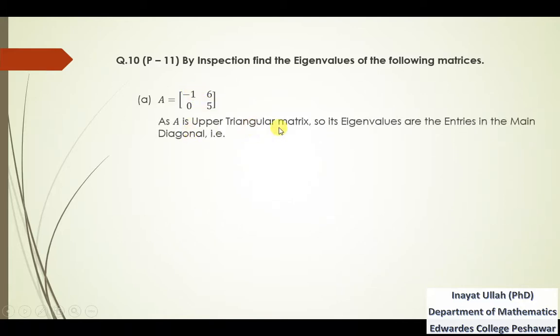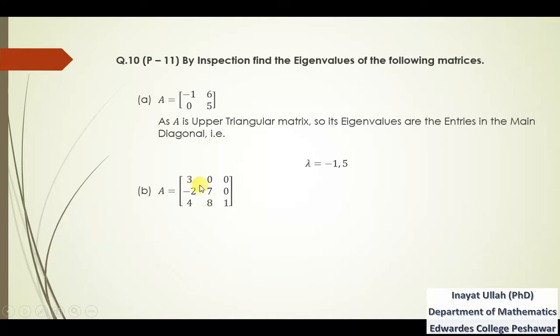As it is an upper triangular matrix, its eigenvalues are the entries in the main diagonal, that is lambda equal to minus 1 and lambda equal to 5. Similarly, that is B. We see here that this matrix is a lower triangular matrix because above this main diagonal all the entries are 0 and below are not 0.